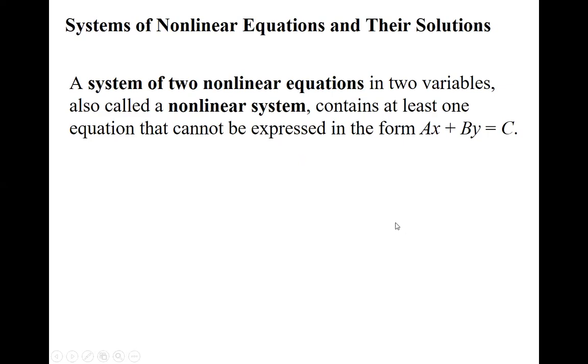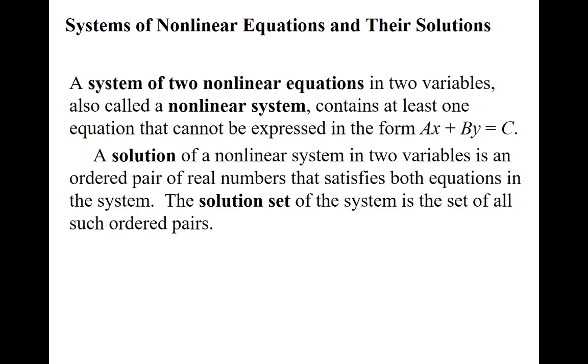So now we're talking about nonlinear equations, things that don't graph as lines. So at least one equation that cannot be expressed in the form ax plus by equals c. If at least one of them can't be expressed in that form, which is a line, then we have a non-linear system. But as before, a solution is an ordered pair that satisfies both equations, and the solution set is the set of all such ordered pairs.